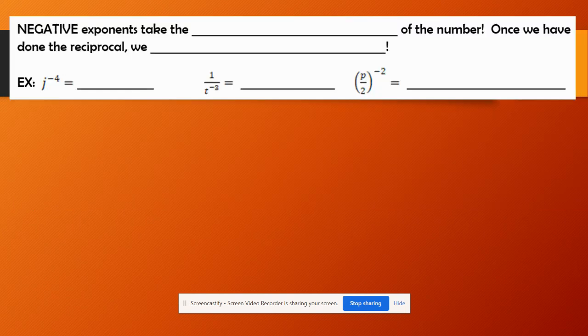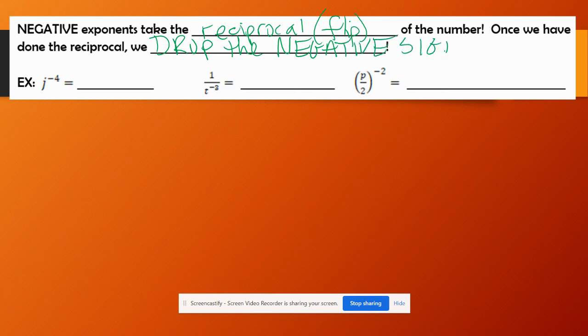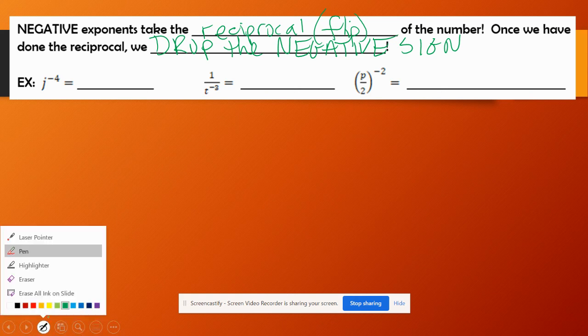Some examples. Negative exponents take the reciprocal, which remember we call that flipping sometimes, of the numbers. Once we have taken care of that reciprocal, then we drop the negative sign because it's now done its job. The negative sign has now done its job and we can drop it.